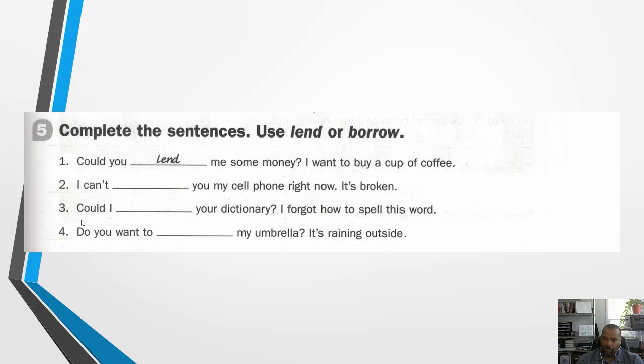Okay, number 3, could I blank your dictionary? I forgot how to spell this word. So this is the opposite way. Could I borrow your dictionary? I forgot how to spell this word. And then number 4, do you want to blank my umbrella? It's raining outside. So do you want to borrow my umbrella? It's raining outside.